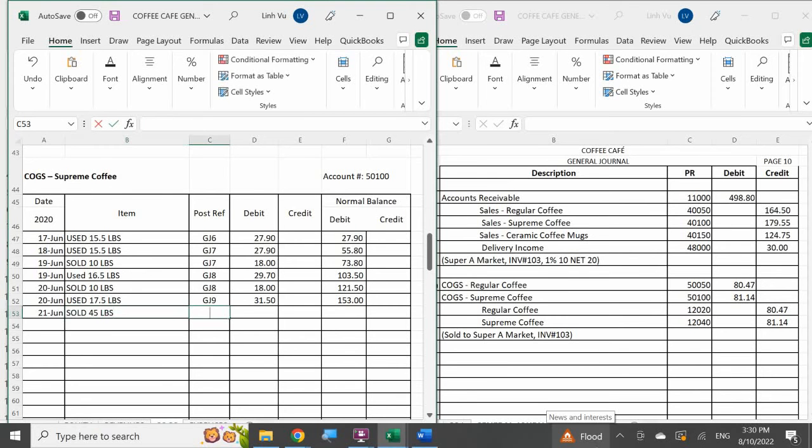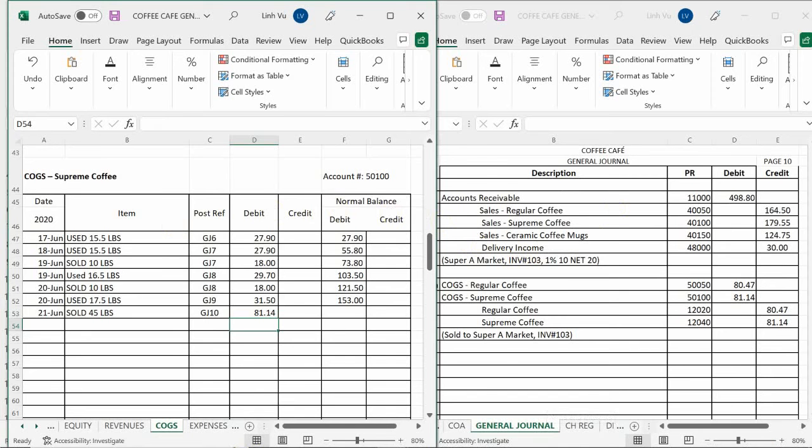It's 81. It's page 10. 81.14. Yep, 81.14. And total is 234.14. Yeah, 234.14. Excellent.